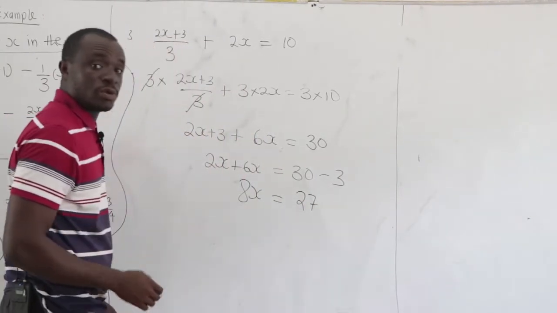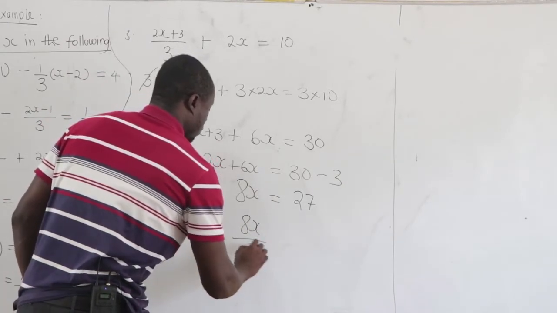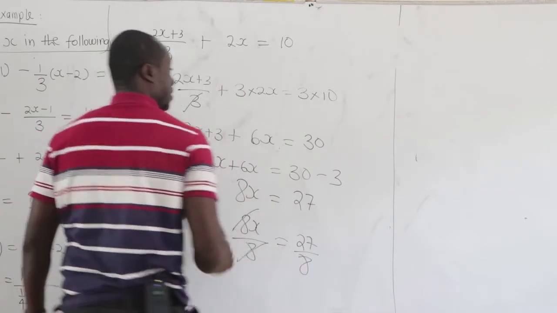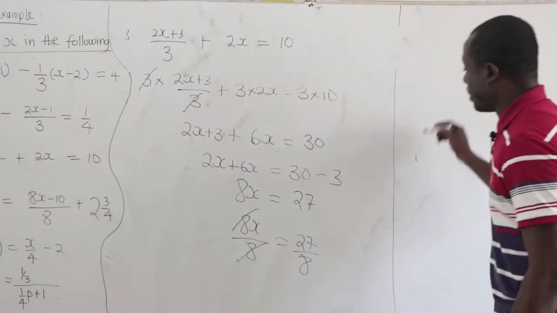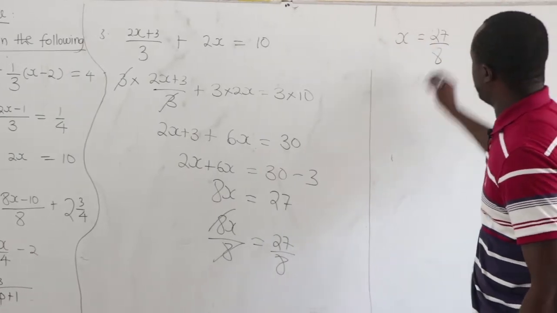I want to find x, so we divide both sides by what is multiplying the x. So we have our 8x all over 8 equal to 27 all over 8. This is cancelling out that. So what do we have? We have our x to be equal to 27 all over 8.